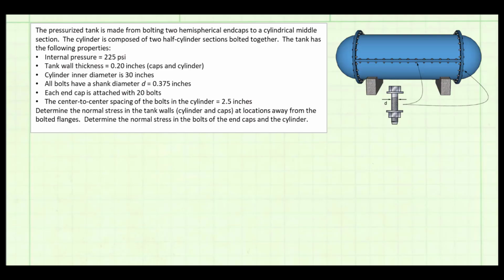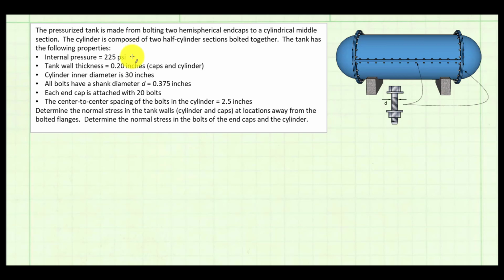Here's an example pressure vessel problem. It says, the pressurized tank is made from bolting two hemispherical end caps to a cylindrical middle portion. The cylinder is composed of two half-cylinder sections bolted together. The tank has the following properties.